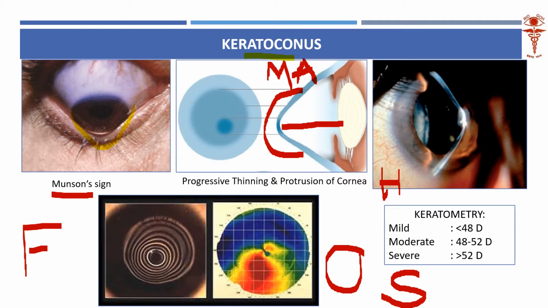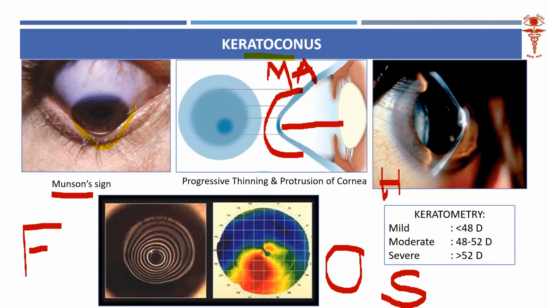So please remember these. All these are 2 mark questions. I'll repeat once more for you. If you get a scissoring reflex, keratoconus. If you get an oil droplet sign on fundus examination, keratoconus. If you see a Fleischer ring at the base of the cone, it is keratoconus. Hydrops is a complication of keratoconus. A keratoconus patient will have myopic astigmatism. A keratoconus patient will have a Munson's sign.